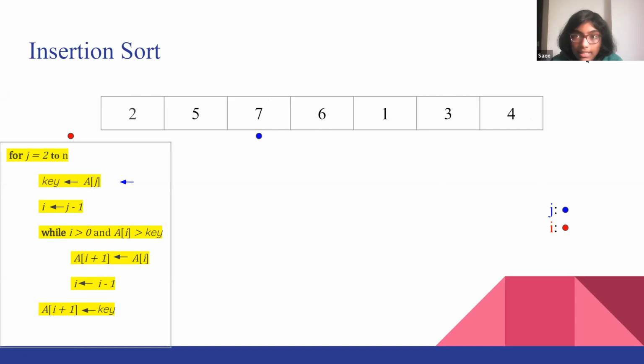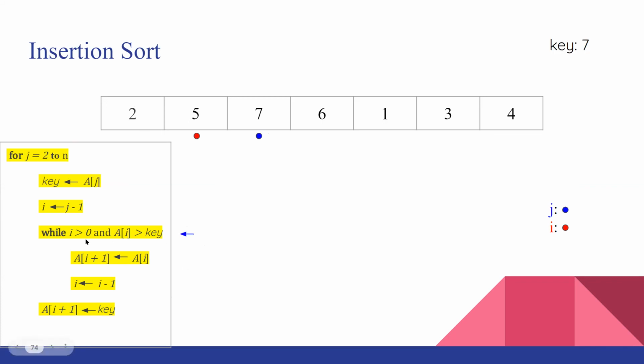So what will be the value of key? The value of key will be 7, right? Because it's A3. Awesome. And what will be the value of I? I will not be 5. What is the value of J? The value of J is 3, right? This is a trick question. Value of J is 3, which means value of I will be 2.